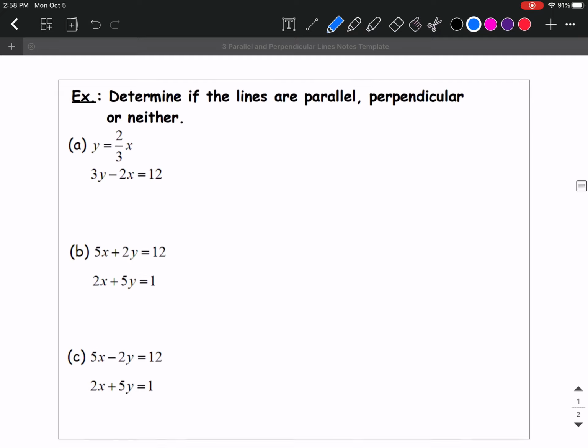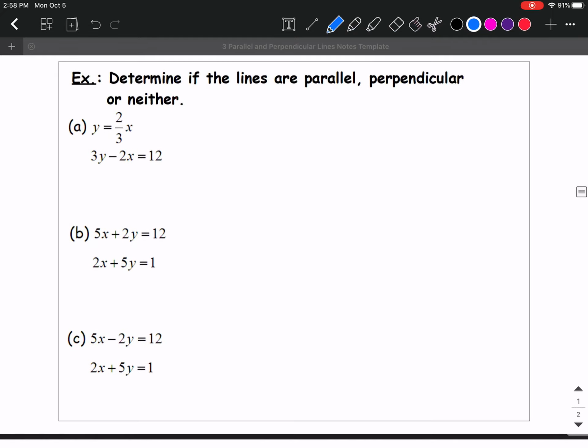So let's take a look at a couple of pairs of lines and determine if the lines are parallel, perpendicular, or neither. The first line here is y equals 2/3 x. It's already in y equals mx plus b form, so I know that my slope is 2/3. Now the second line is not in slope-intercept form. But if I was going to put it in slope-intercept form, I would add 2x, and then I would have to divide by 3, so my slope is 2/3.